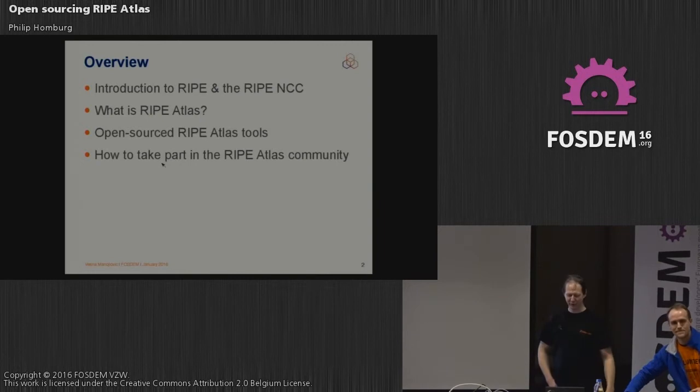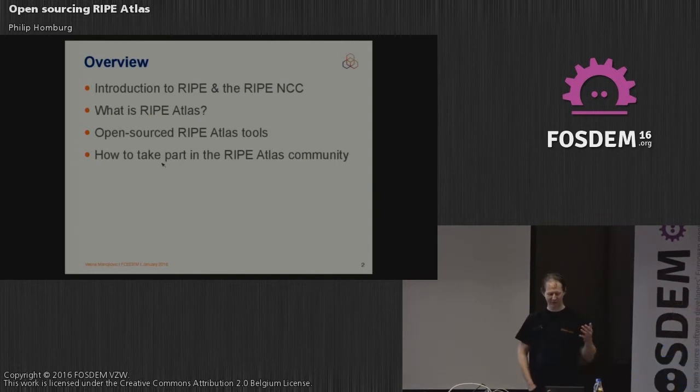This is a quick overview of what we'll talk about. I want to have an introduction on RIPE and the RIPE NCC, because I need that later to explain how we deal with open source. Then I have a quick overview of what RIPE Atlas is for people who don't know, and some updates on the project for people who do. Then the part about open source and how it can take part in the RIPE community.